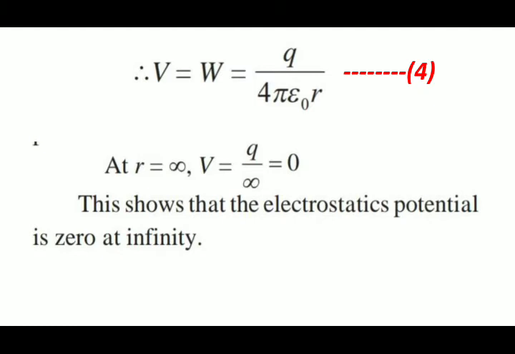And equation number 4 shows that for any point at a distance r from the point charge Q, the value of V, that is the electric potential, is the same and is independent of the direction of r. Hence, electrostatic potential due to a single charge is spherically symmetric. So this is all regarding equation number 4.